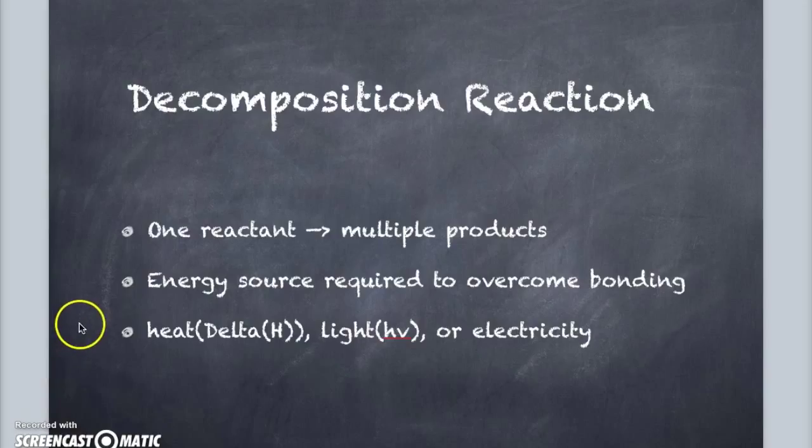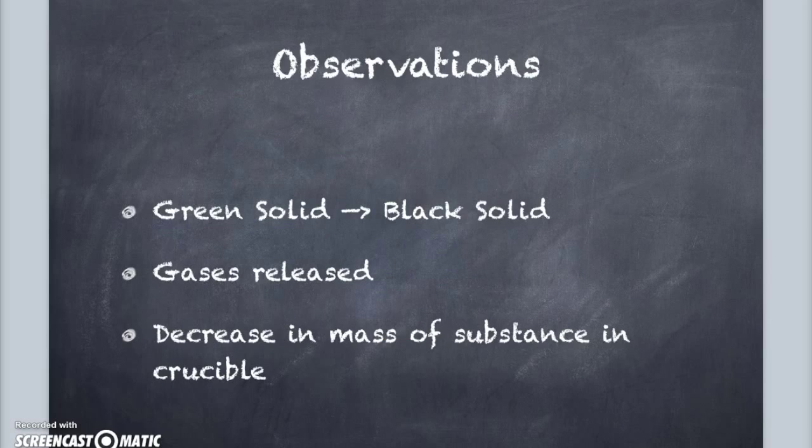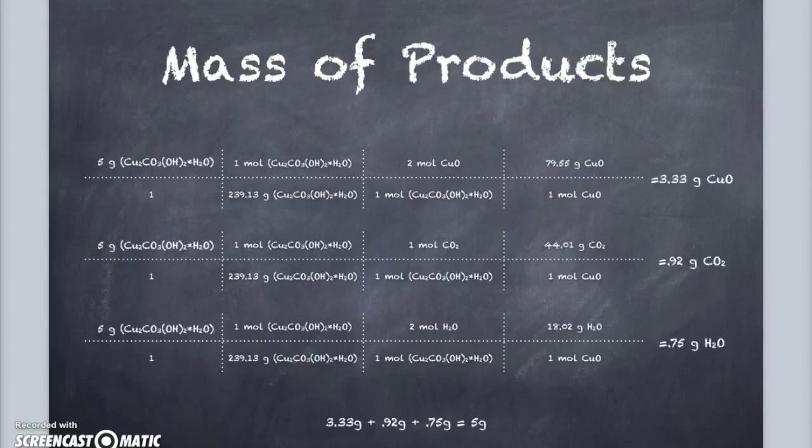Decomposition reactions consist of a compound that, when heated, lit, or electrified, breaks apart and forms new compounds. Apart from the color change and observed gas release, as described earlier, there was also a decrease of mass in the crucible. Since we know the end mass of the copper oxide and the starting mass of the hydrate, the amount of gases released can be calculated.